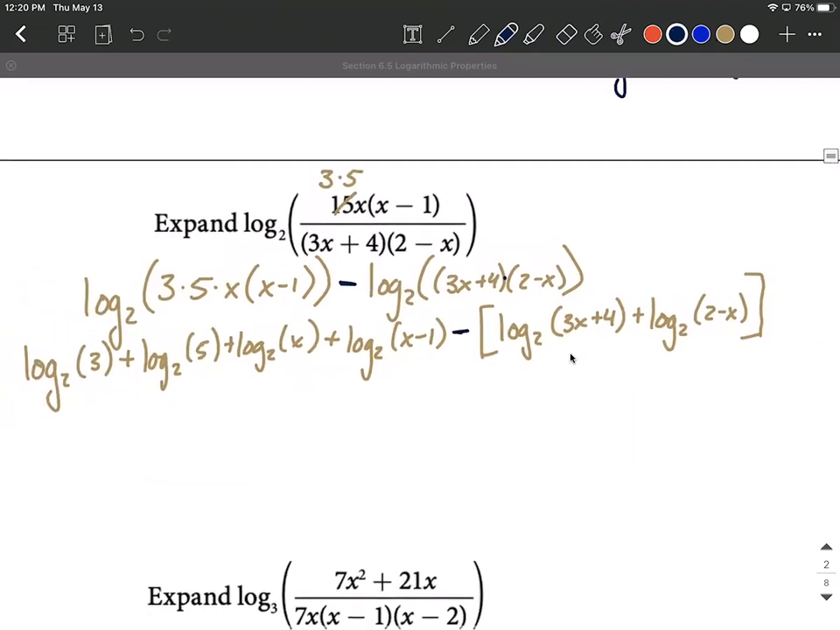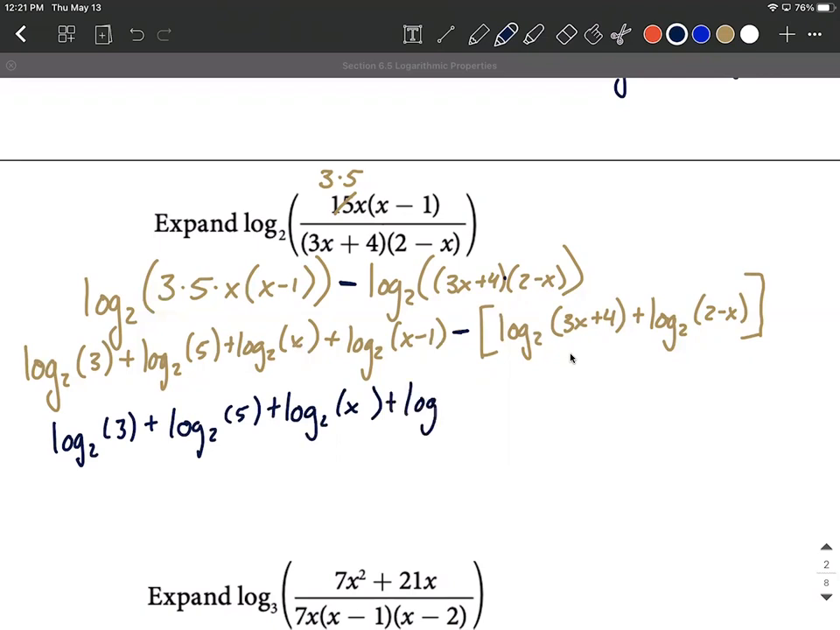And our final answer here, I'm basically going to carry along my log base 2 of 3 plus log base 2 of 5 plus log base 2 of x plus log base 2 of x minus 1, but then distribute this negative. So log base 2 of 3x plus 4 minus log base 2 of 2 minus x for the fully expanded version of this logarithm. So a lot of work going on there.